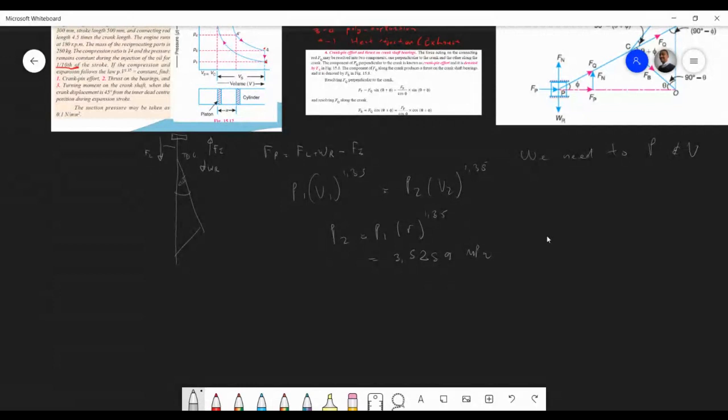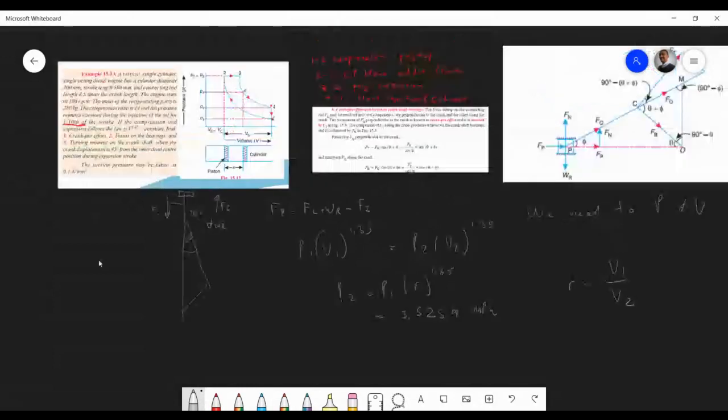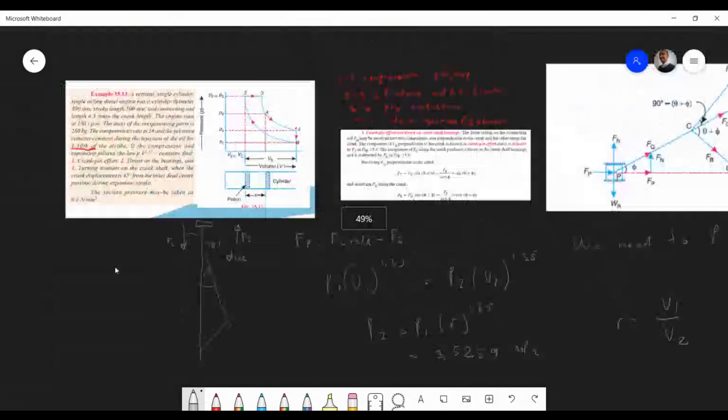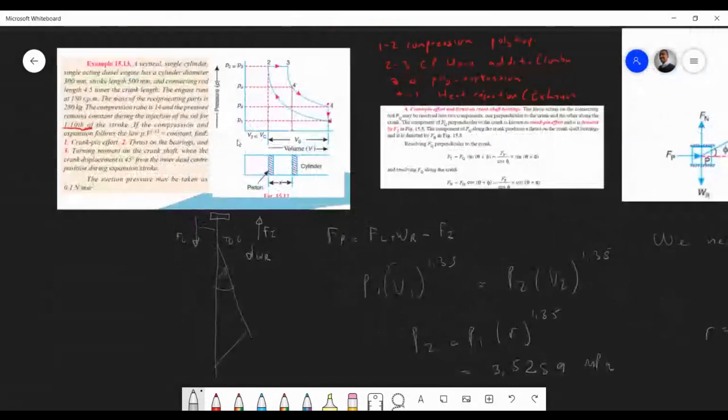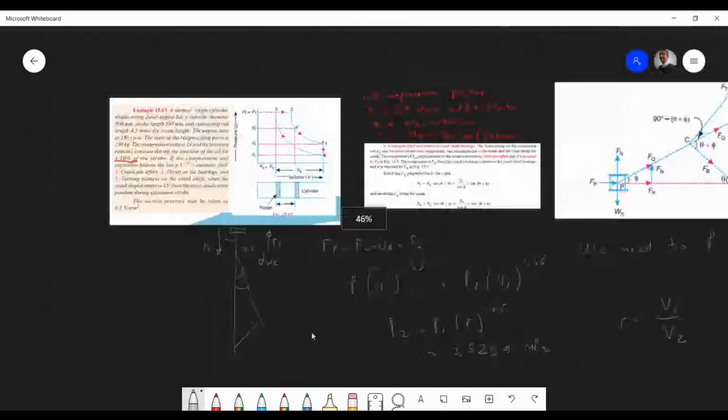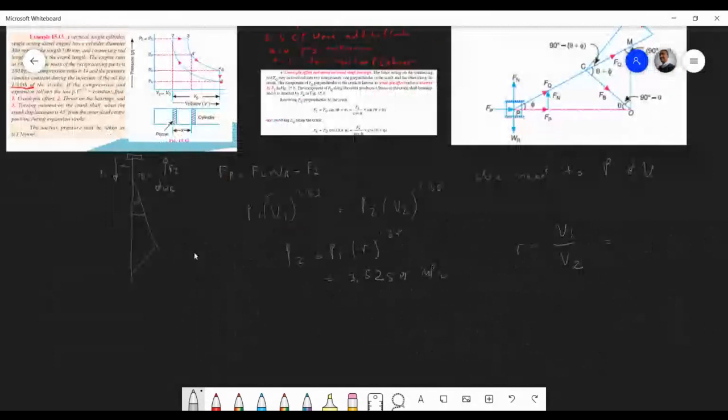Okay, so after this, our compression ratio is V1 over V2. Looking at the question, it gives us a stroke length and a cylinder diameter. We should be aware that V1 is equal to V stroke plus V clearance, over V clearance, right? I think that should be fairly familiar to everyone. If we can just simplify this, Mr. Matoso, what do we get?